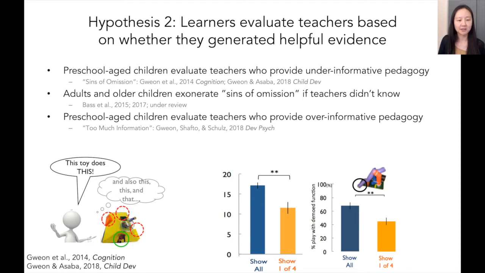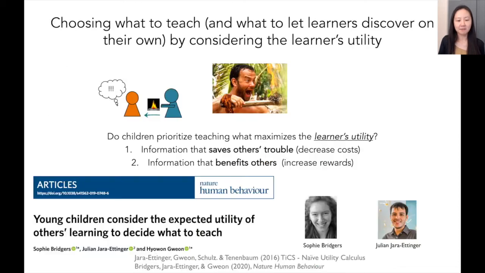So what we have shown across a number of studies is that children understand when a teacher was under-informative and rate a teacher as less helpful when the teacher shows only one thing out of a toy that does multiple things, compared to a teacher who showed the same thing but on a toy that doesn't do anything else. And they understand that if the teacher omits something, not because she knew and didn't show, but because she didn't know and therefore couldn't show, they tend to exonerate such kind of omission. And they also can evaluate teachers who are overly informative by repeating redundant information or providing more than what the learner needs.